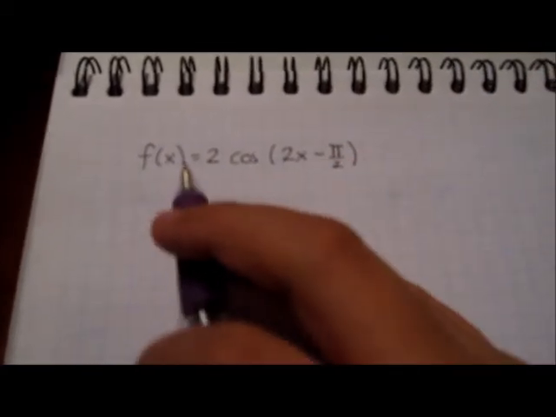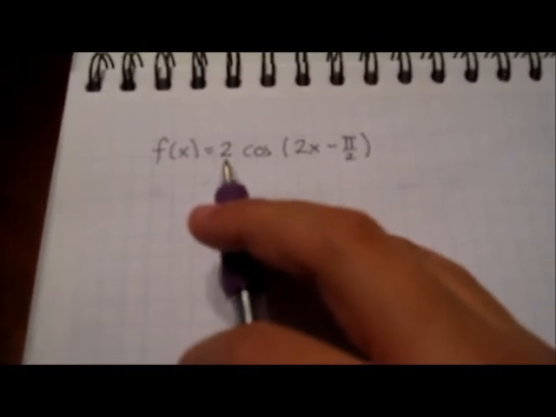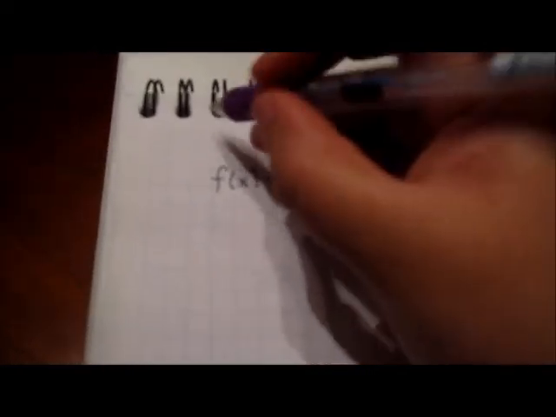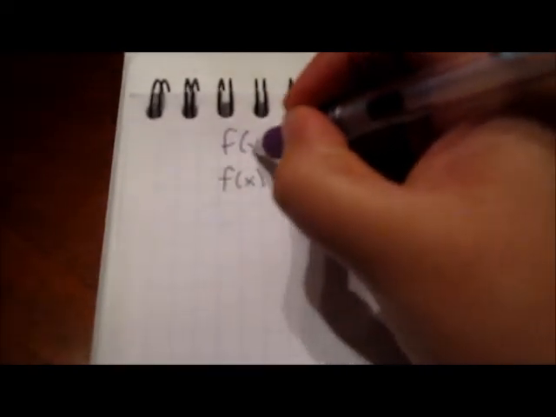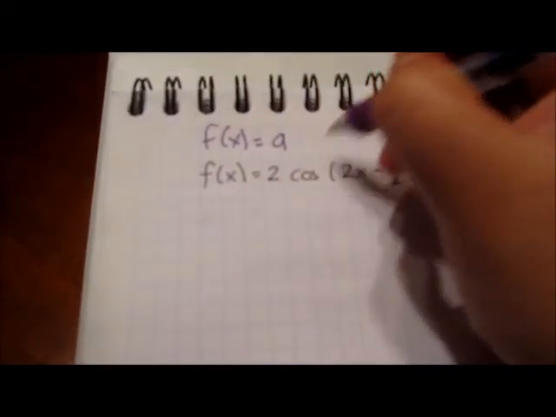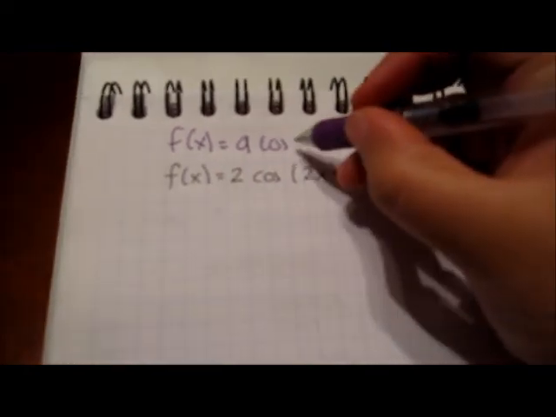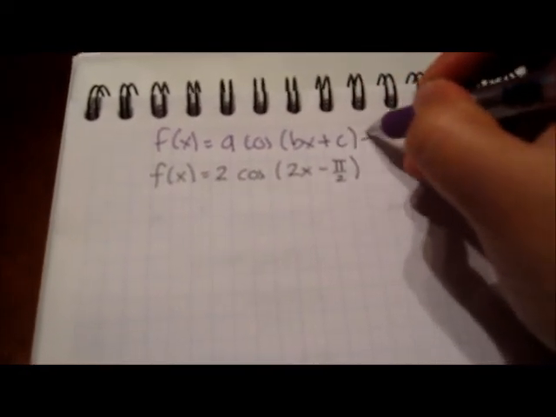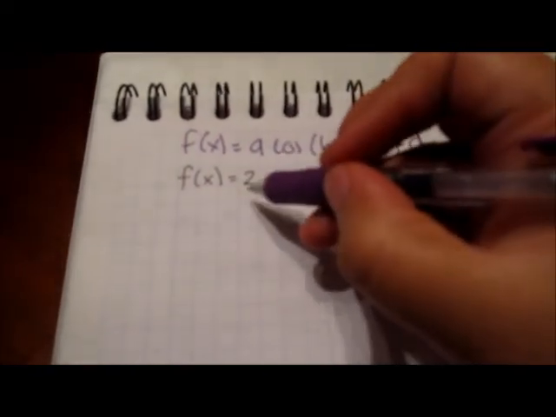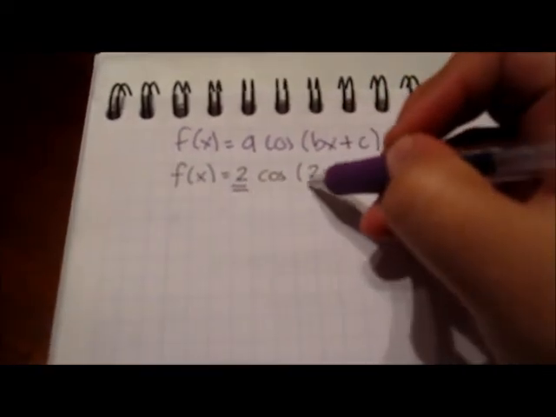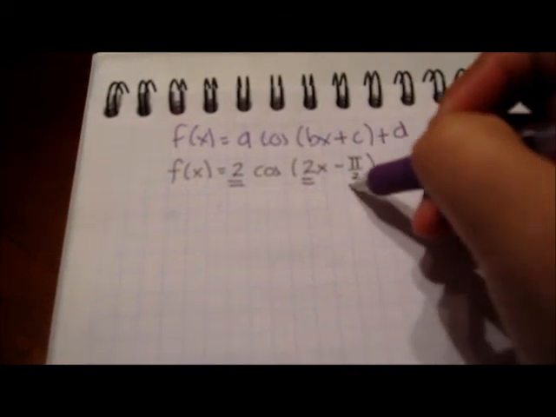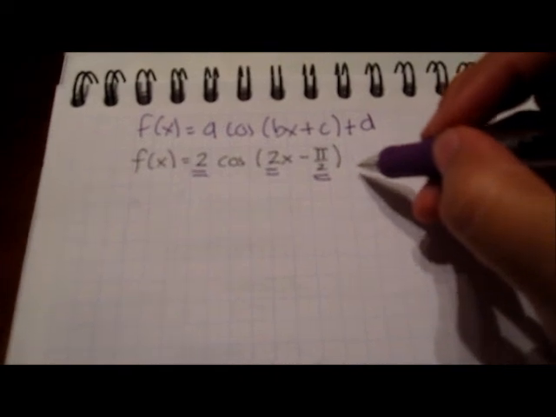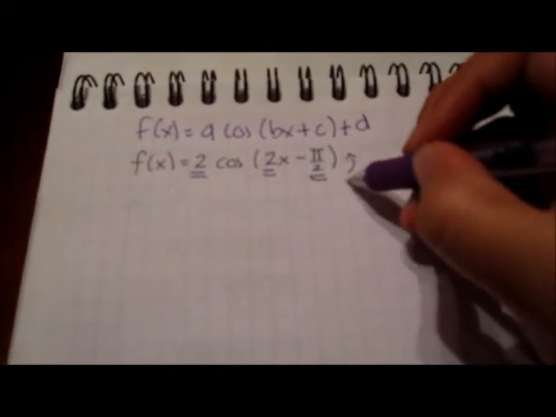Okay, now let's solve the function when we have values for a, b, and c. Remember, our general function equals a, in this case cosine, of bx plus c, plus d. And now we have values for a, values for b, and values for c. We are missing just d. But remember, we have here a 0.